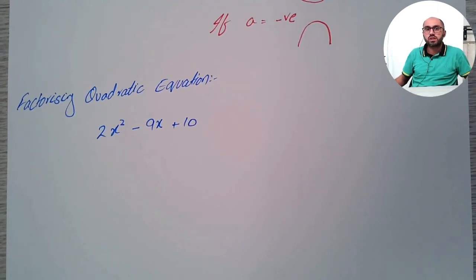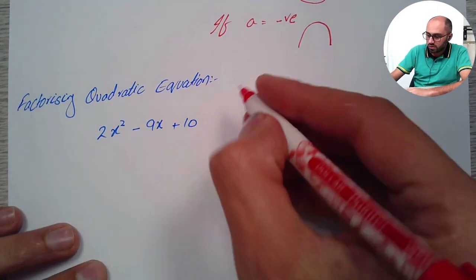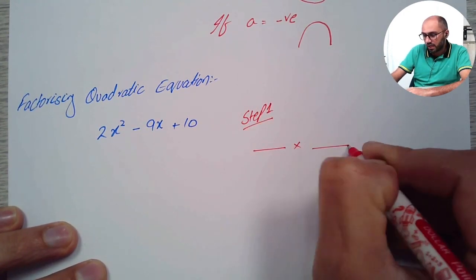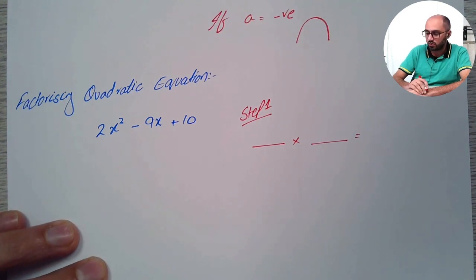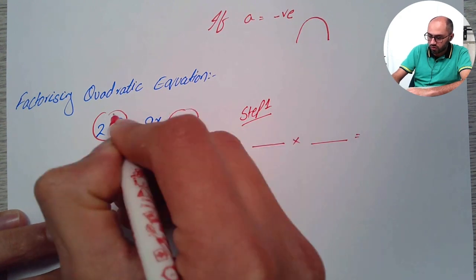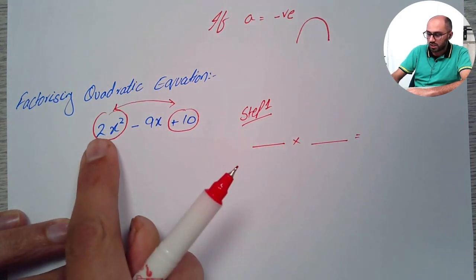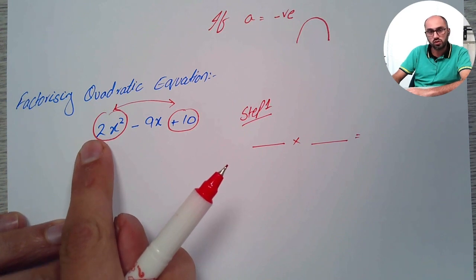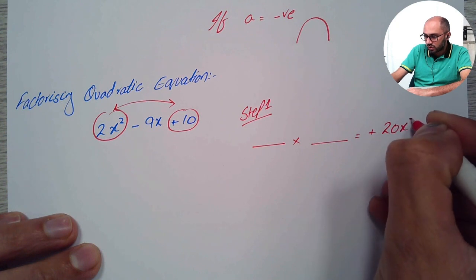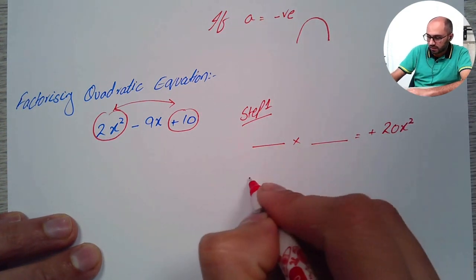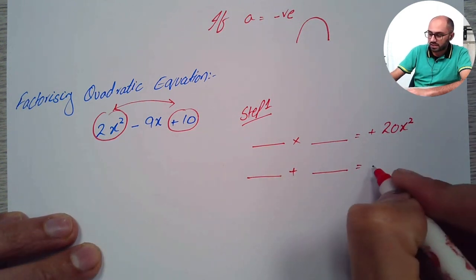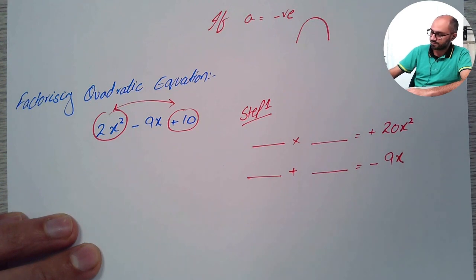Now, there are a number of steps which you have to memorize, and the first thing that you will do is step 1. You will multiply two numbers and get something out of it. What I need to get is the product of the two. So in this case, when I multiply them, there's a plus before this 2, so that will give me plus 20x squared. Then the second bit is, when the same two numbers are added together, they must give me this minus 9x.